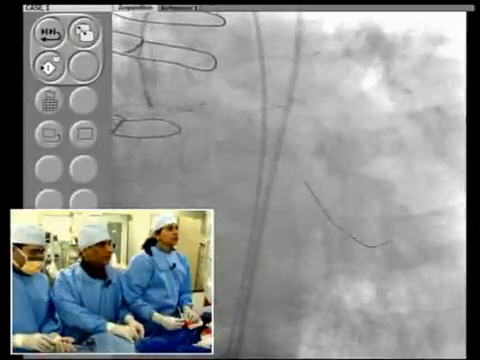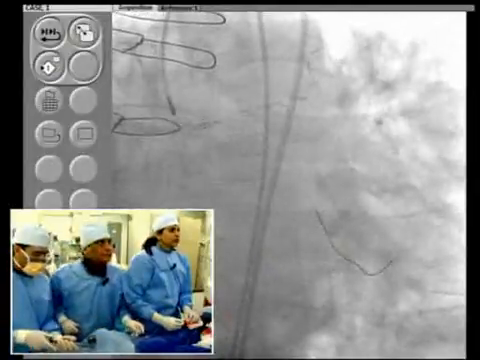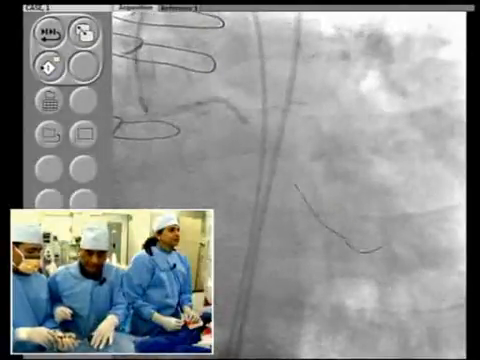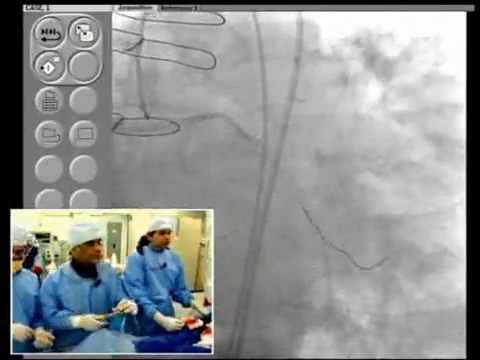What stent? Yeah. 2.3? 2.3 or 3? 3 or 2.3. 6, 8, 10, 12. We may need a 2.5 20 NC Voyager.